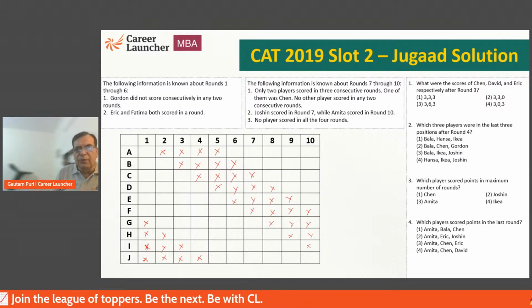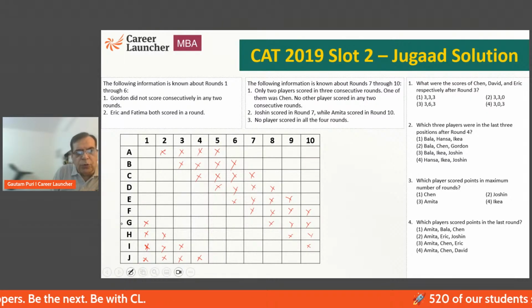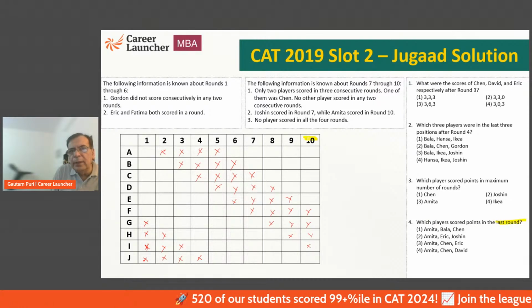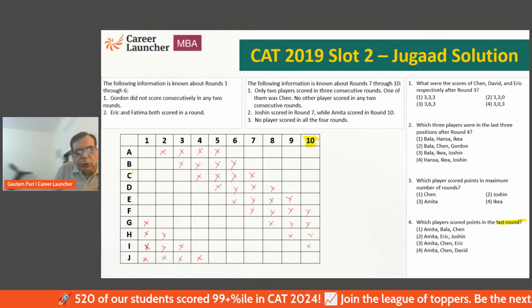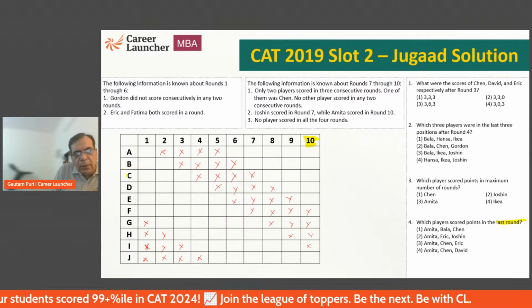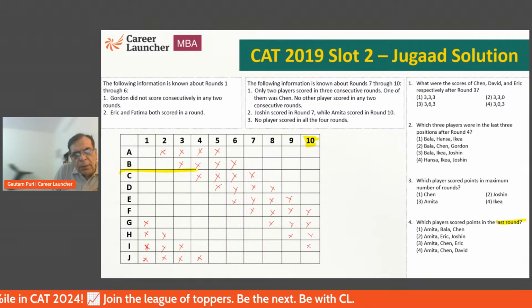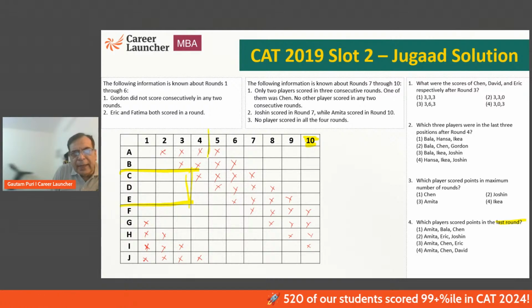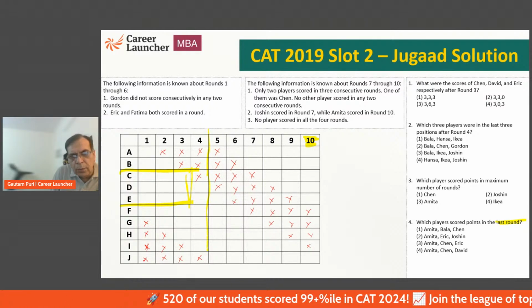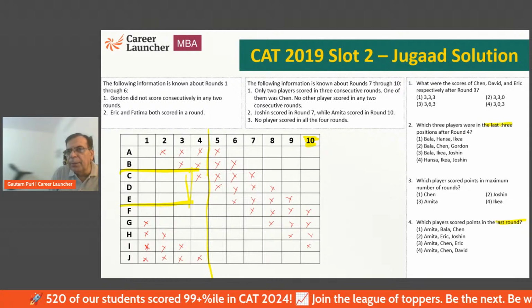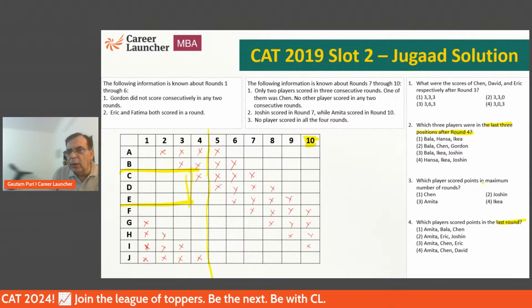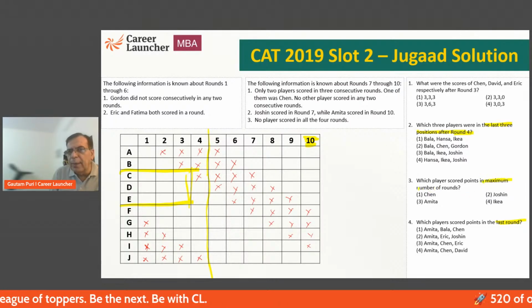Okay, step one, fine with everyone. And just to highlight, what are we supposed to find out? We have to find out which player scored in round 10. We have to find out the points of C, D, and E in the first 3 rounds. We have to find out the bottom 3 players at the end of round 4. And we have to find out which player scored the points in maximum number of rounds.